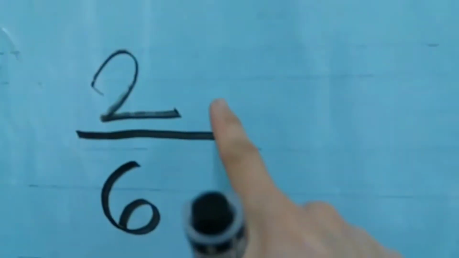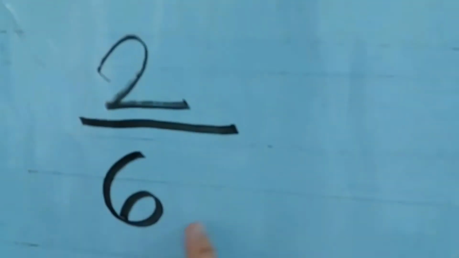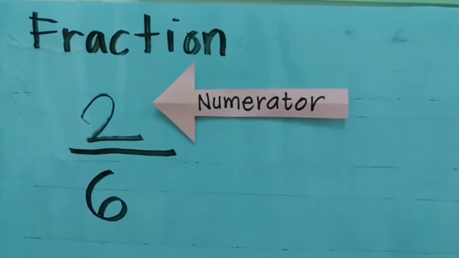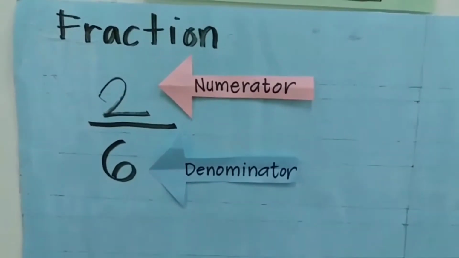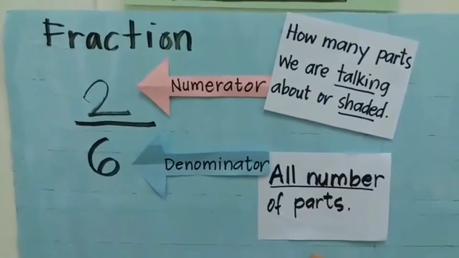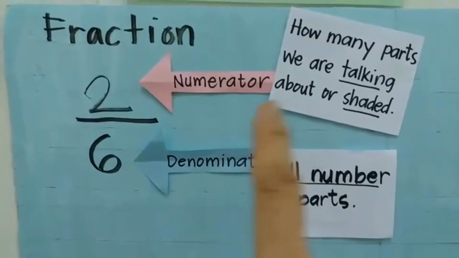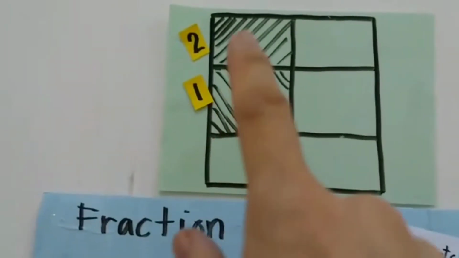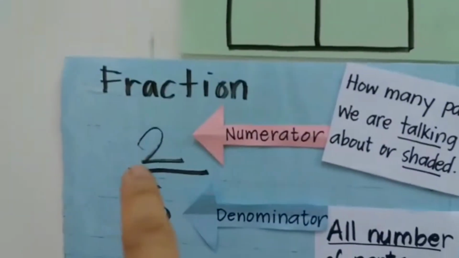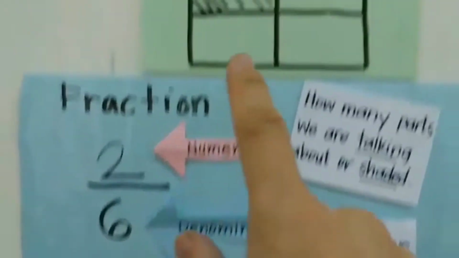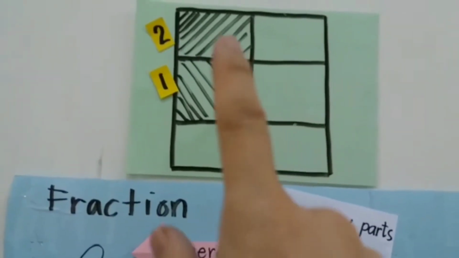See? Now I will tell you what is 2 and what is 6. 2 is called the numerator. 6 is called the denominator. Now, these are the parts of a fraction. 2 is the numerator: how many parts we are talking about or shaded. 2 parts shaded. Denominator, all number of parts: 6. 1, 2, 3, 4, 5, 6.